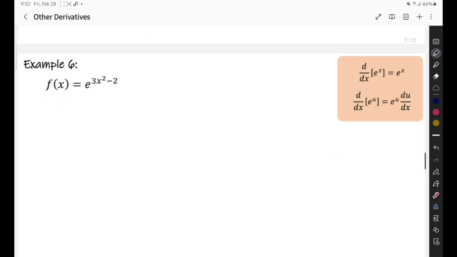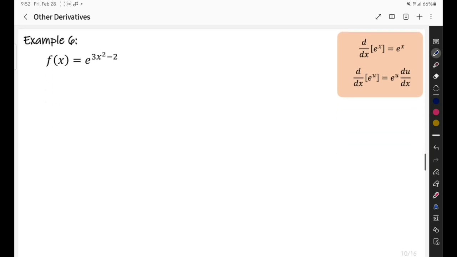So let's have another one like this one. In this example, the exponent of your e is in the form of a function, which is 3x squared minus 2. So this is your u. Let's write that one: 3x squared minus 2. Then let's determine the u prime, so we could easily use the formula. The derivative of that would be 6x. To get the derivative, we'll use this one: e to the u times u prime.